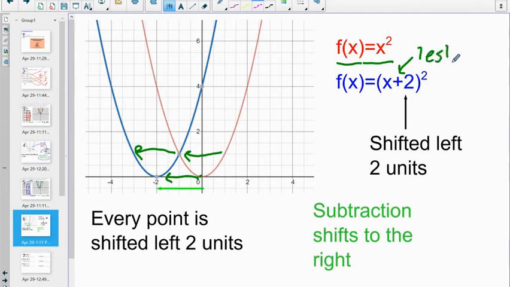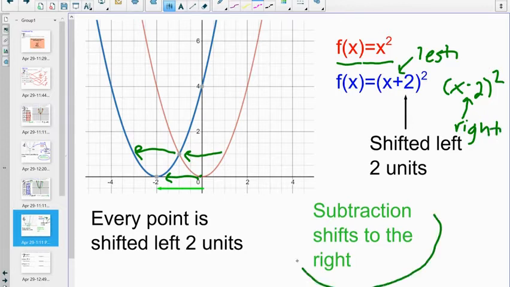means left. But if it was x minus 2 squared, that minus sign means you're going right. The subtraction shifts to the right, and addition shifts to the left. Again, you might be confused because you're thinking, whoa, whoa, whoa, I just thought we were just told that addition means that you're shifting upwards, and subtraction means you're going down.